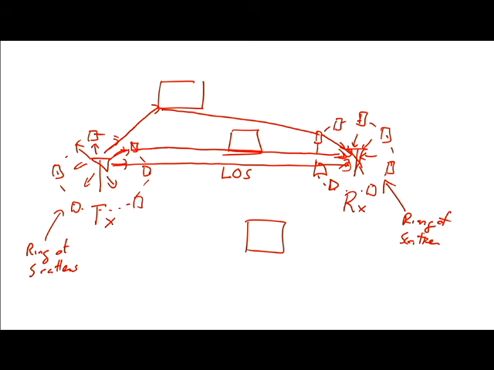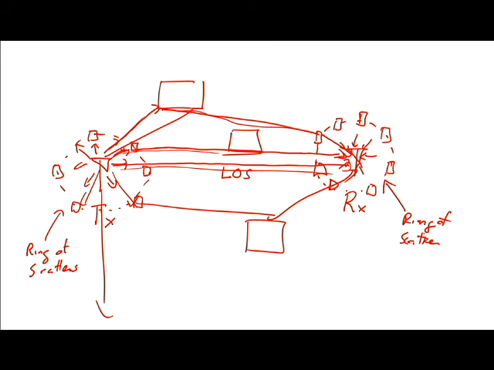So what? This is why there's a so what. The problem is the line of sight component, and then all these other bounced versions of the signal. This one goes out to nowhere. Let's say this one bounces. Out of all those, which one will make it to the receive antenna first?